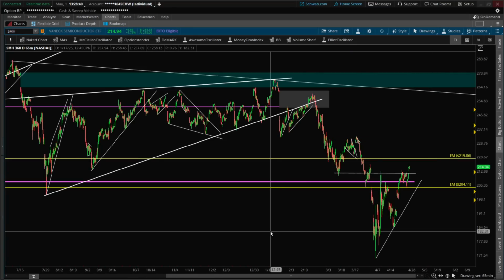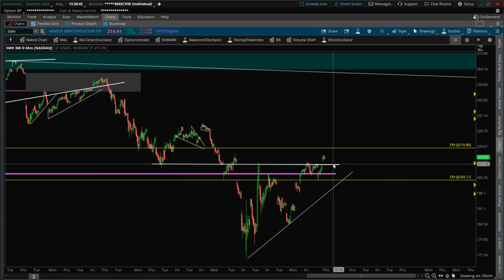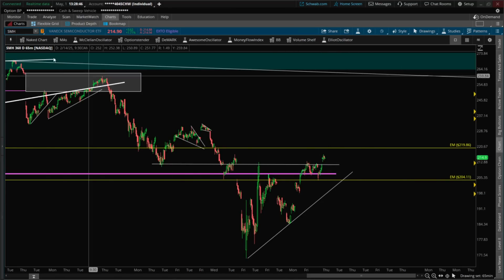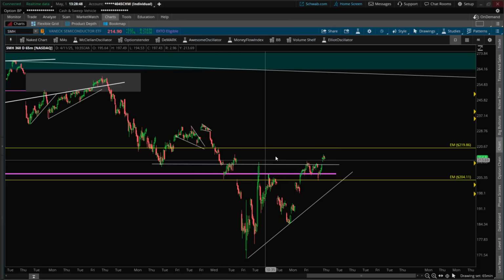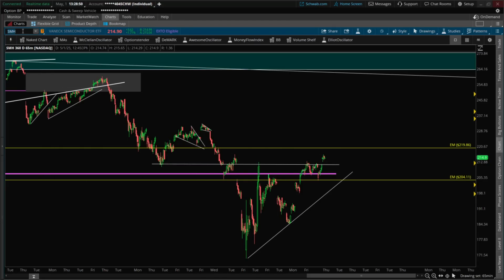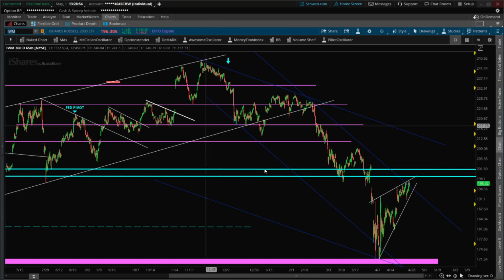SMH. So far, if this is an ascending triangle, a breakout. Otherwise, you can draw it as a wedge. This is the bullish look. The bearish look is a wedge. That's what makes a market, y'all. Everybody has a new look.